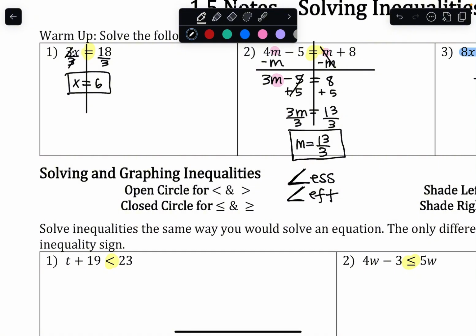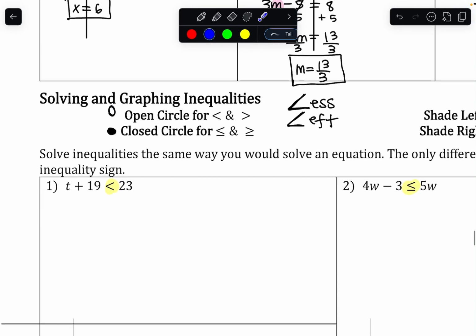And then the other thing you need to know about inequalities is if there is a line underneath your inequality, that means less than or equal to or greater than or equal to. And so you're going to use a closed circle to show that you can equal it. And then you're going to use an open circle when there isn't a line. That's a strict inequality. You can't equal it. And so a way to remember that is if you take the time to draw the line, take the time to fill in your circle. If you don't take the time to draw the line, don't take the time to fill in your circle.